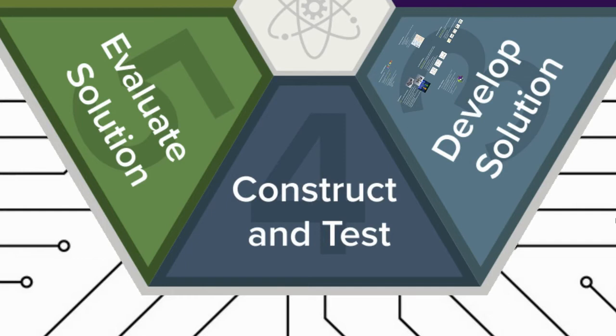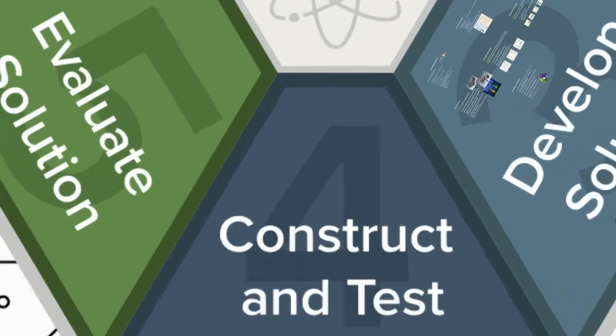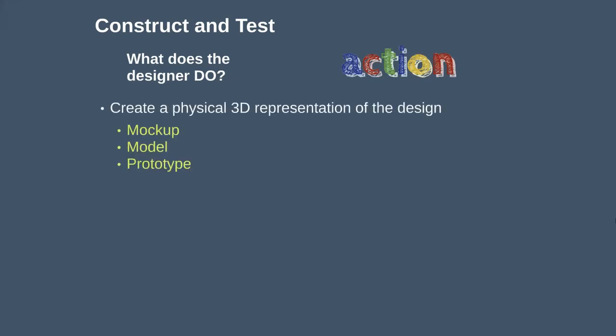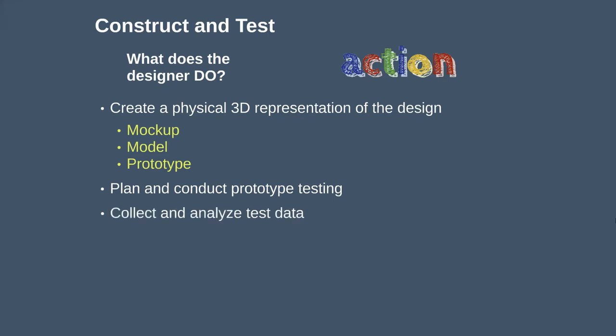Step 4 of the design process is to construct and test your design. During this step, the designer takes the plan they created during step 3 and they turn it into a 3-dimensional reality. This might be done with a mock-up, a model, or a prototype. At this step in the process, the prototype will need to be tested, so the designer needs to plan a whole battery of tests for the product. They collect lots of data during the testing and analyze the data to see what it says.